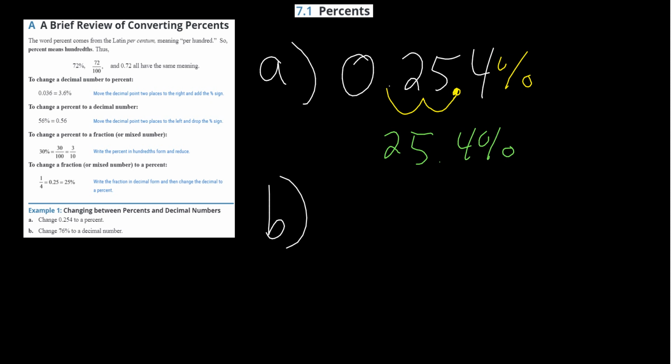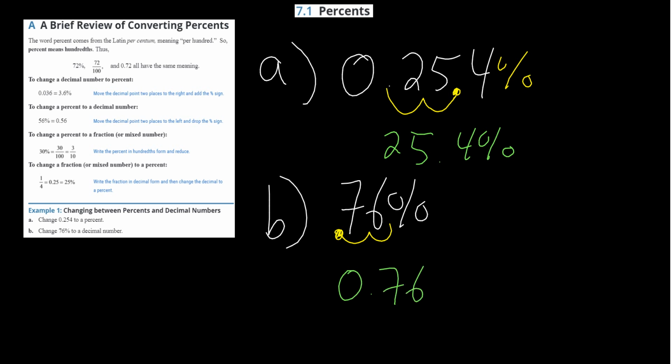Again, we do the opposite. So we have 76%. There's a perceived decimal right there. Whole numbers have an understood decimal point. You can write it or not; you generally write it when there is a decimal point, but if there's not one, you don't write it. But there is an understood decimal point there. So we take that understood decimal point and move it 2 places to the left, so this becomes 0.76. Remember, we drop the percent sign.